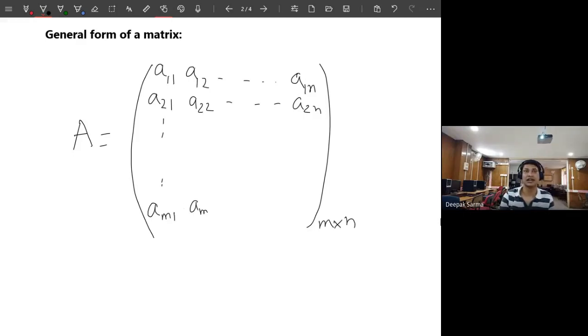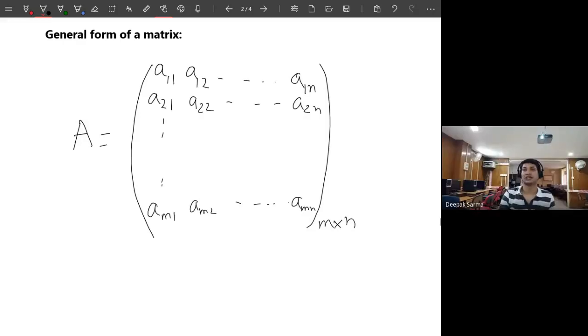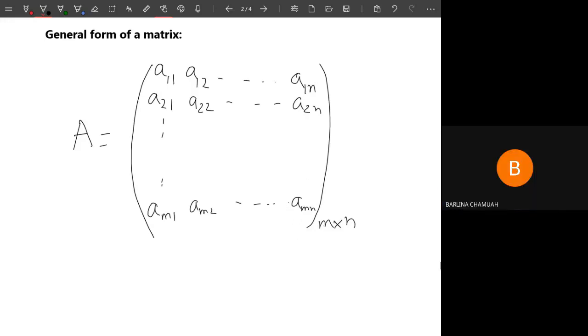So what is the next element? It is A M2. If I go on writing, what is the last element? The last element is AMN, because this is the entry lying in the mth row and nth column. So this is in the nth column and mth row. That means the element is denoted by A M N. Is it clear? Yes, sir.